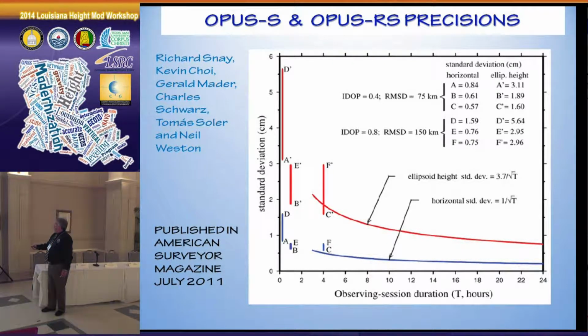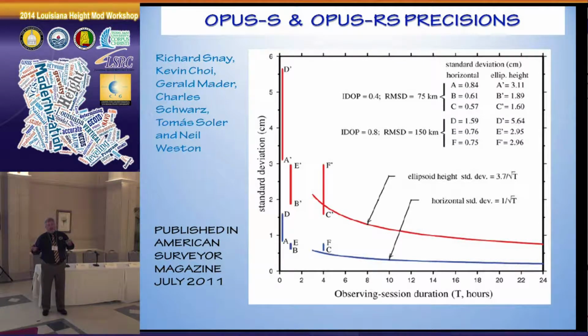A prime, let's look at that. Where's A prime? Here it is. Ellipsoid height, 3.11 centimeters here. Okay, that looks right. D prime is 5.64 centimeters. Well, what's the difference? The difference is this thing called IDOP, Interpolative Dilution of Precision. It's not like a published thing now, but it's something the NGS is working on as a means to evaluate OPUS rapid static.